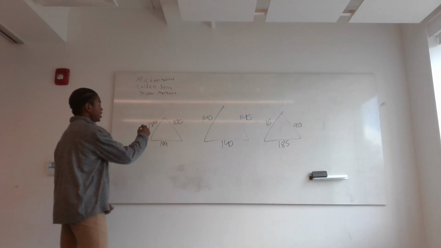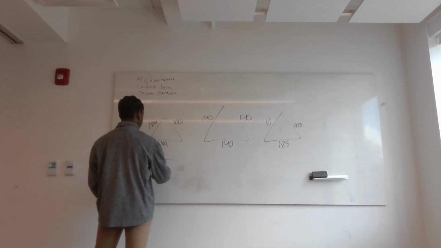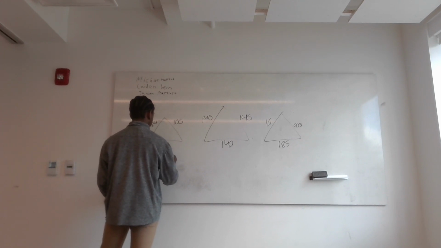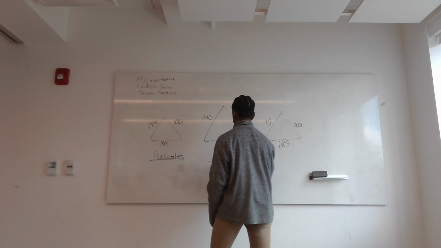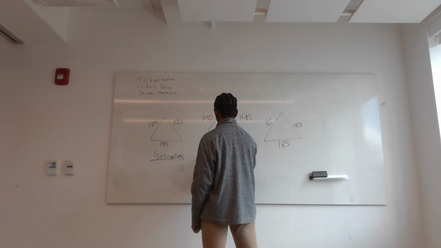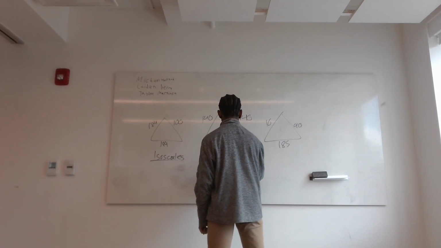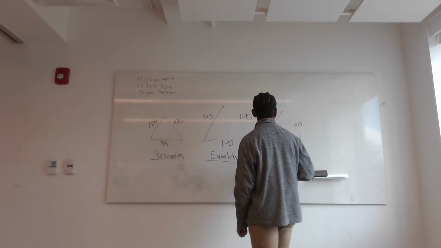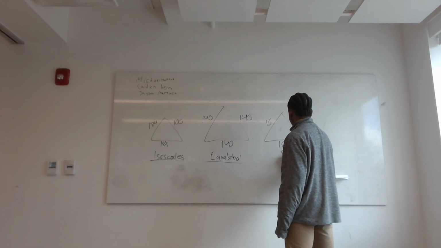So this one, obviously, is isosceles. This one, equilateral. And the last one, obviously, is a scalene.